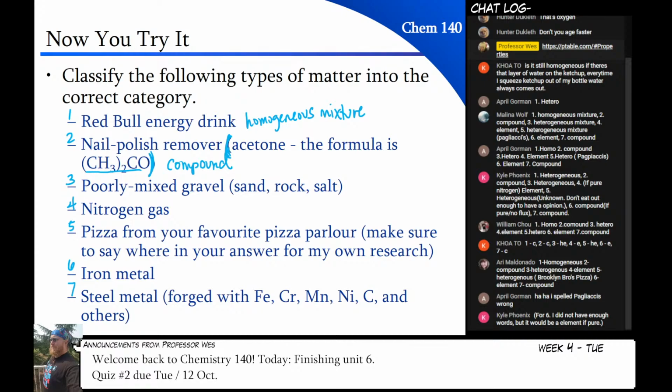All right. How about poorly mixed gravel? I have some sand, some rock, some salt. I just threw it in the bucket and then went stir. And that was it. Well, any scoop you take at the top is going to have whatever the last thing you put in is, and whatever scoop you take from the bottom is going to have whatever the first thing you put in is, if you don't stir it well. So this is going to be a heterogeneous mixture.